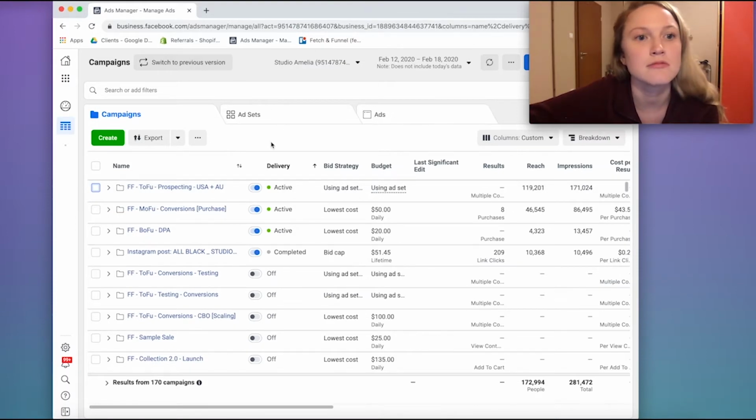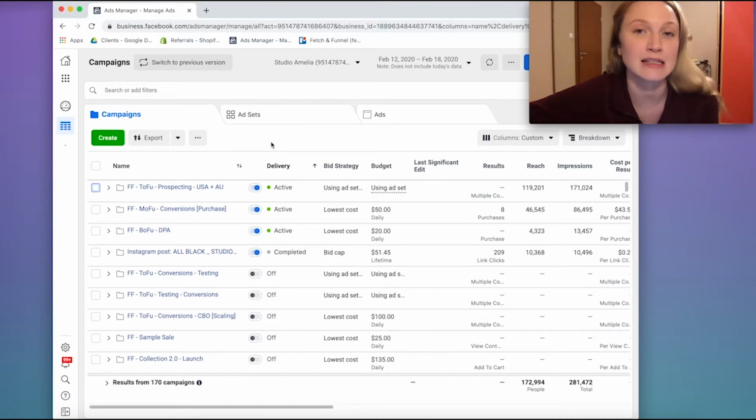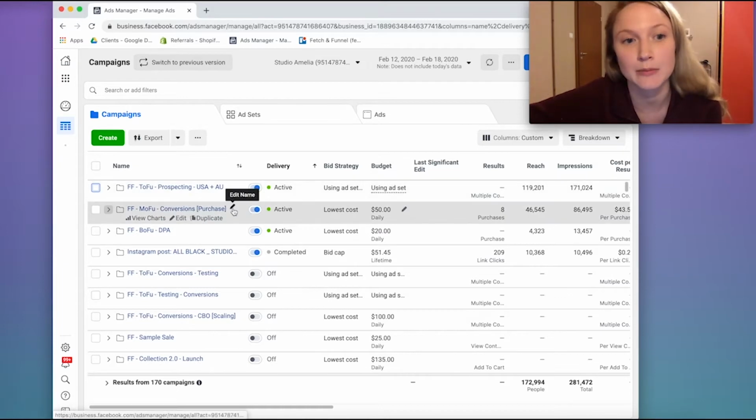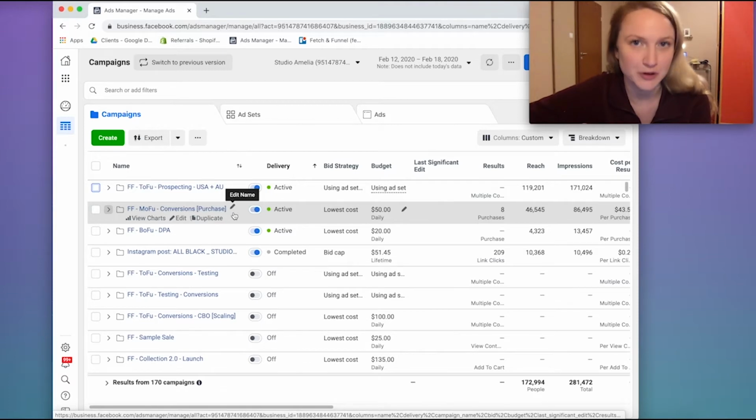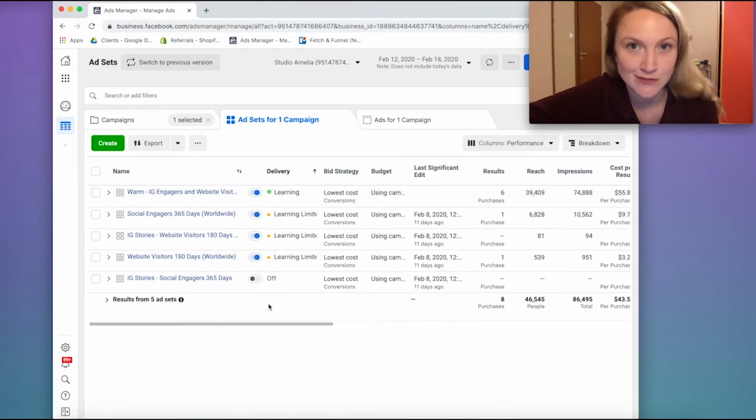Now, again, for me and with this particular account, I like using CBO for campaigns that have ad sets that are already tested and that do really well. I also like using them for retargeting campaigns. So this MoFu conversions purchase is a middle of the funnel retargeting campaign hitting people who are social engagers and website visitors that haven't quite added to cart yet.